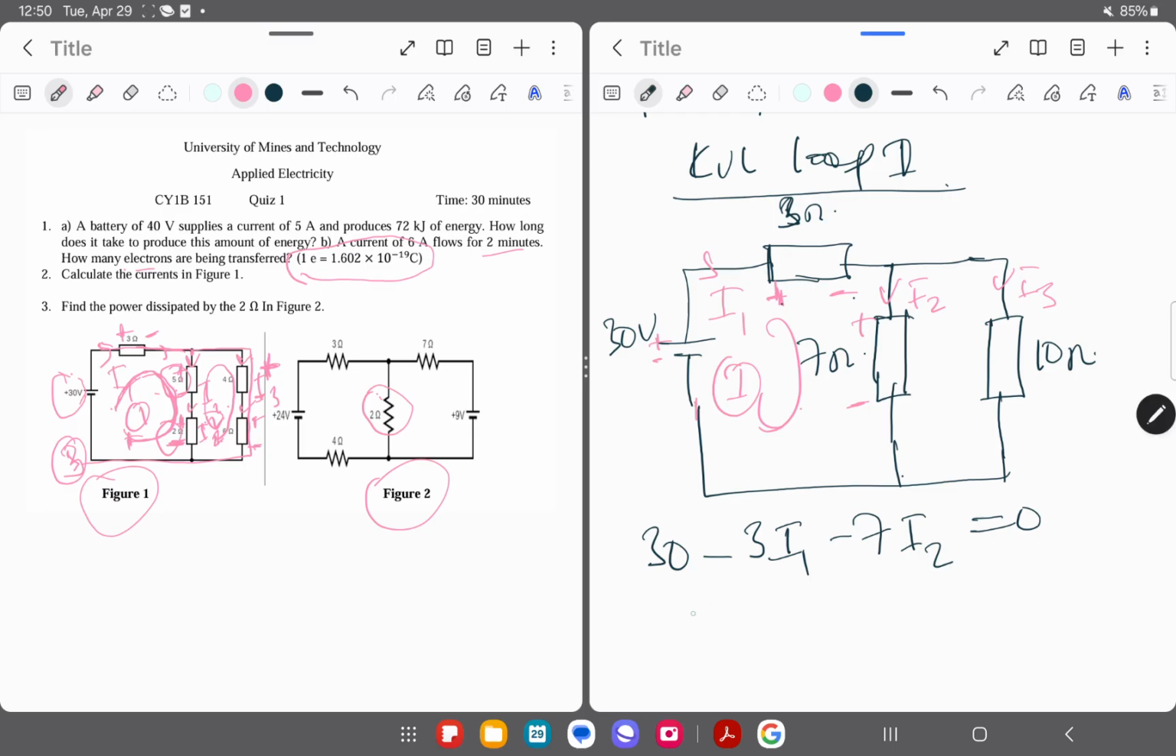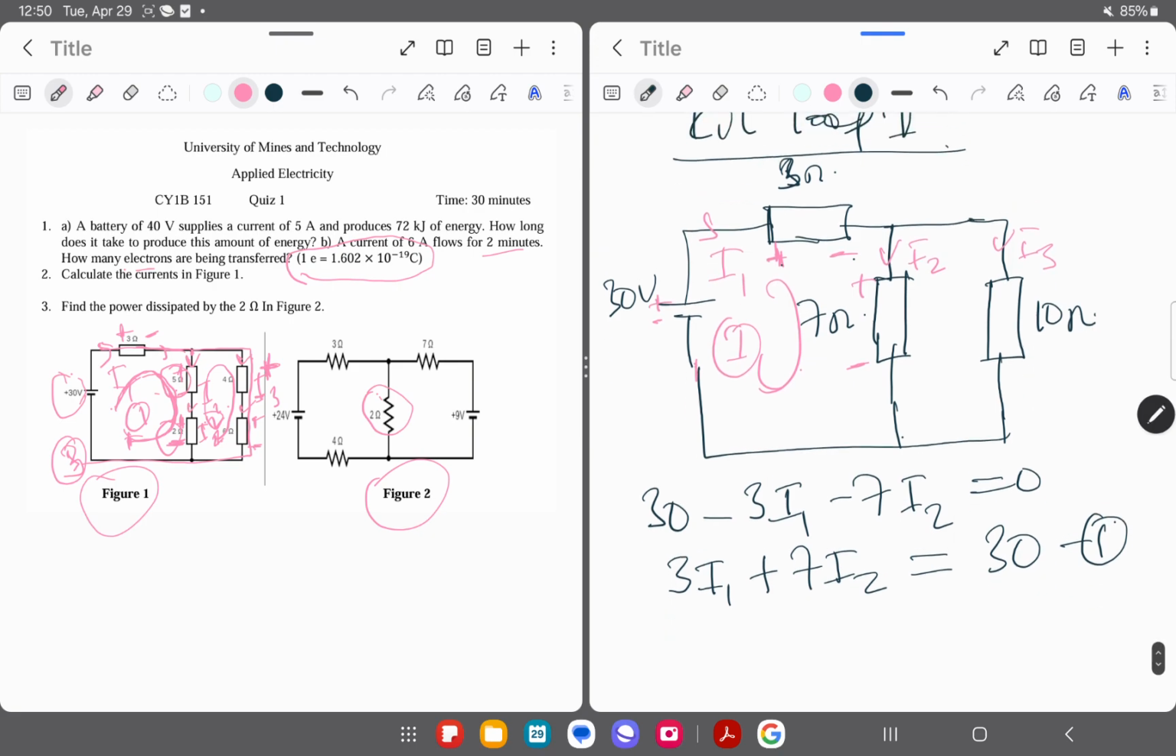If we simplify this, you can see that if you move 30 across the equal sign, we end up having positive 3I1 plus 7I2 equals 30. So we label this as equation 1. This is my first equation.